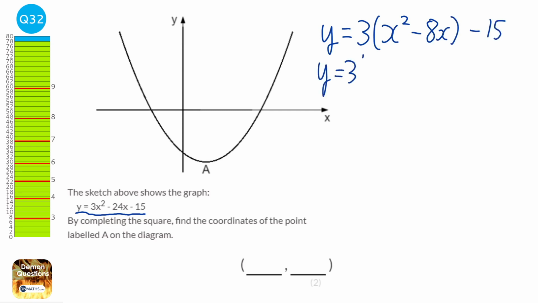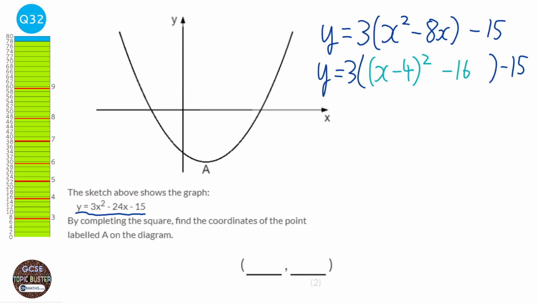Next, I'm going to complete the square. So I'm going to do this in a different colour just so we can see what's happening. And to do this, we have a bracket with an x minus half of the coefficient of the x. So that'd be 4 squared. Now if we expand that, we get x squared, brilliant, minus 8x, fantastic, and then we have a plus 16. So we need to remove the 16, so we're going to take away the 16.